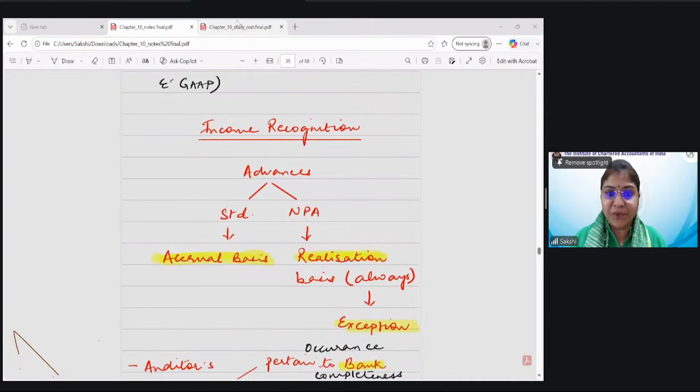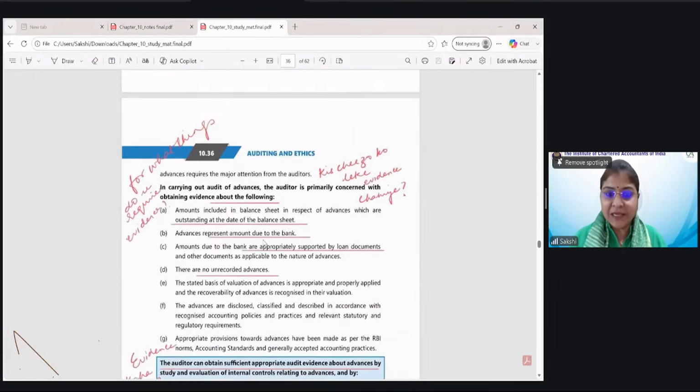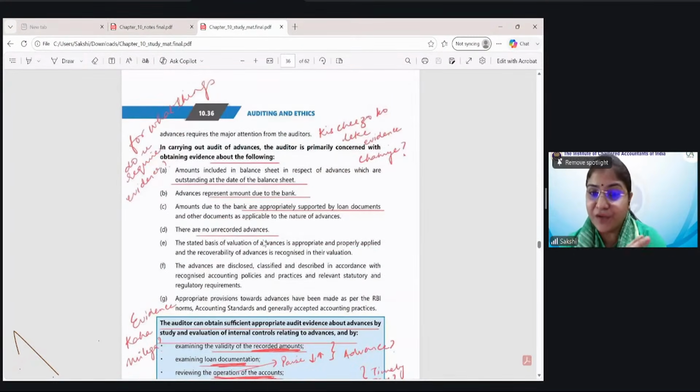Now come to your material. See, it is saying in carrying out audit of advances, the auditor is primarily concerned with obtaining evidence about the following. This is what we have done, that is the assertions. Isn't it? What were the assertions? EVRC. What did we do? Existence, rights, completeness and valuation. See, this is what they are saying: that the amount included in the balance sheet in respect of advances outstanding on the date existed as on the balance sheet date.